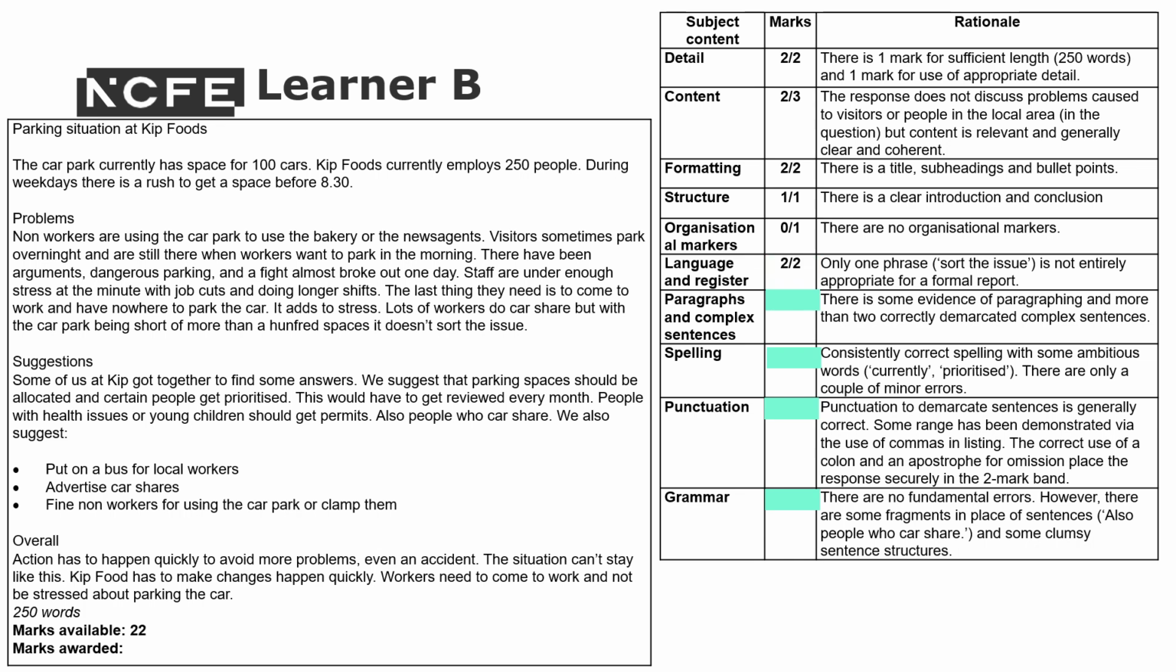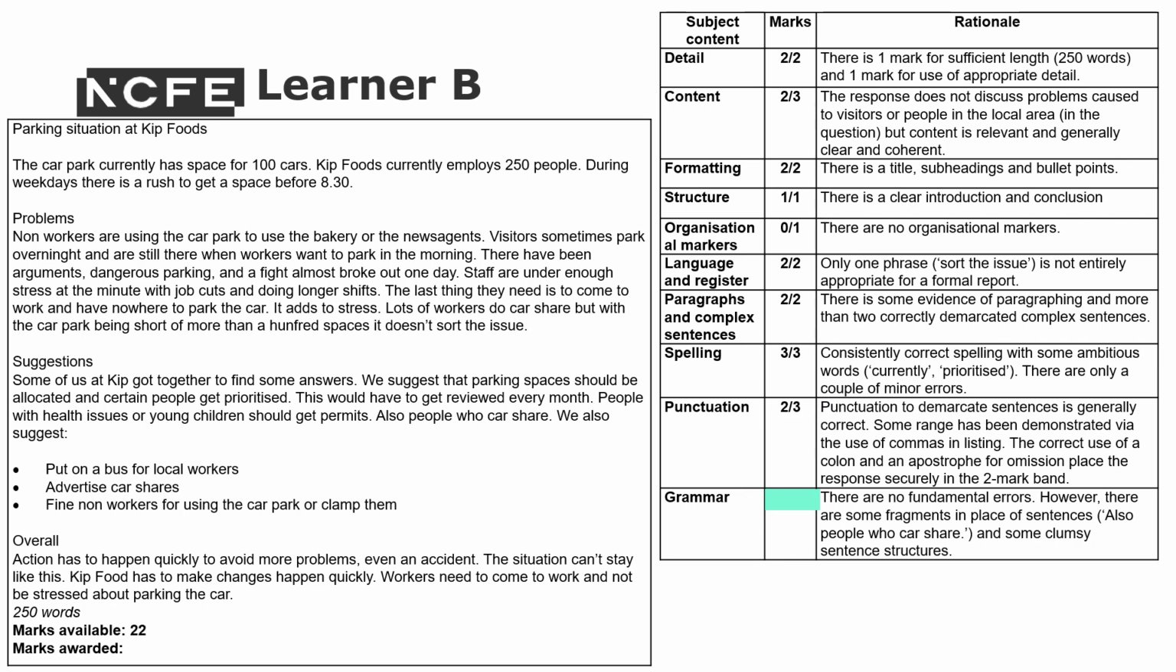For language and register, they scored 2 out of 2. Only 1 phrase, "sort the issue", is not entirely appropriate for a formal report. Paragraphs and complex sentences scored 2 out of 2. There is some evidence of paragraphing and more than 2 correctly demarcated complex sentences. For spelling, 3 out of 3, consistently correct spelling with some ambitious words such as "currently" and "prioritised", and there are only a couple of minor errors.